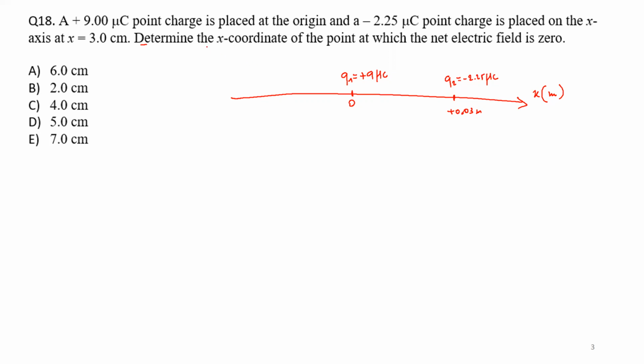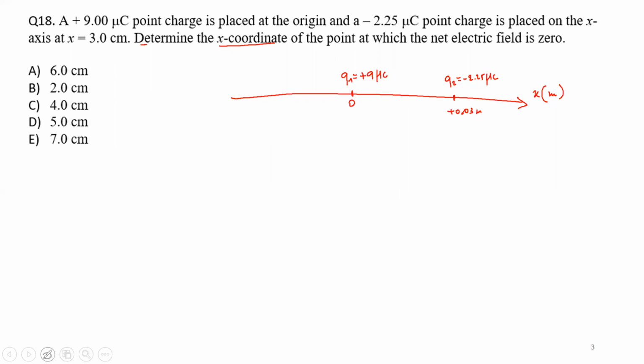Now, the question is, at which coordinate x of a point do I have 0 net electric field? So let's solve this. This looks like our previous problems in chapter 21. If you remember chapter 21, we used to ask, at which position do I have net electrostatic force equal to 0? So here I'm asking you, at which position do I have net electric field equal to 0?